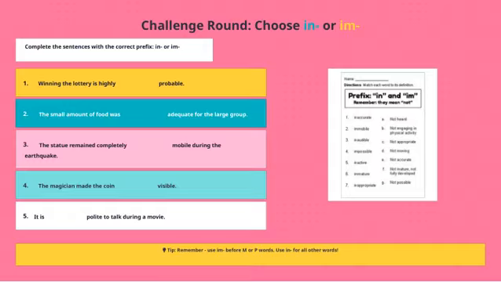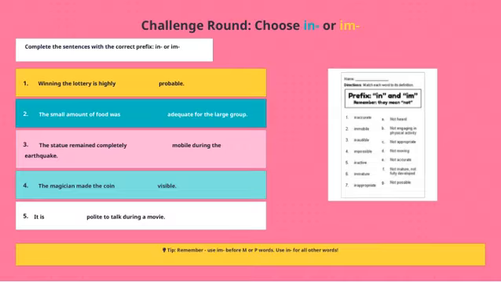Then the magician made the coin visible. The key word is visible, which means able to be seen. If it were not visible, we would use invisible. So here, no prefix is necessary unless we wanted to say the coin was hidden, which would be invisible.